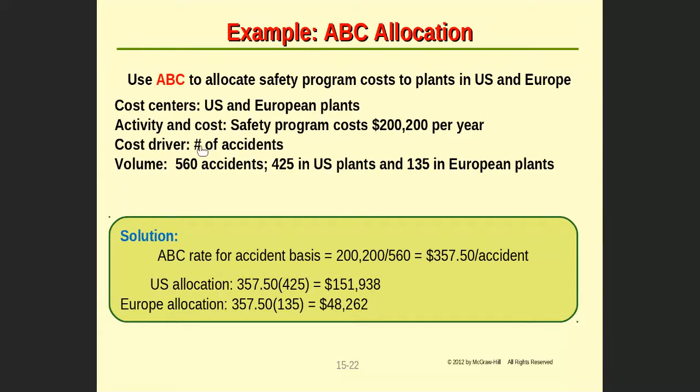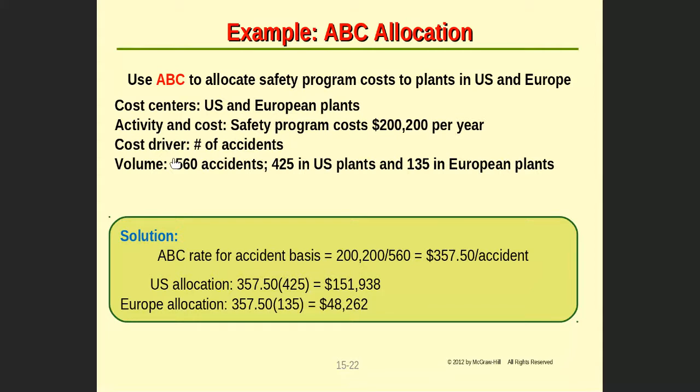The first case here, they identify the number of accidents as the driver. So the number of accidents is considered to be the driver to calculate the cost of the safety program. They gave you the volume of 560 accidents, and this has to be determined based on the agency of the safety program to estimate the number, how the 200,000 is being calculated from the number of accidents or the volume of accidents.